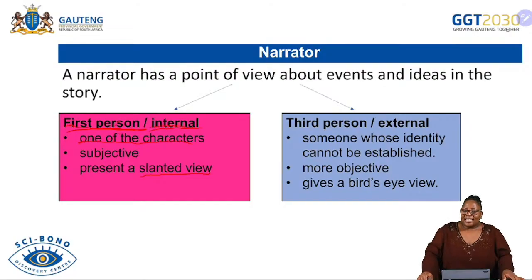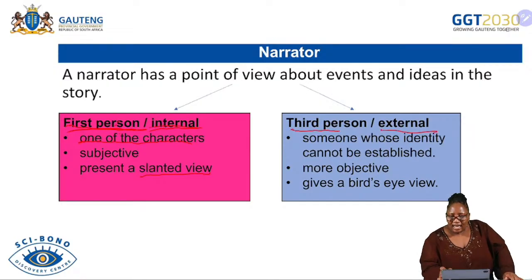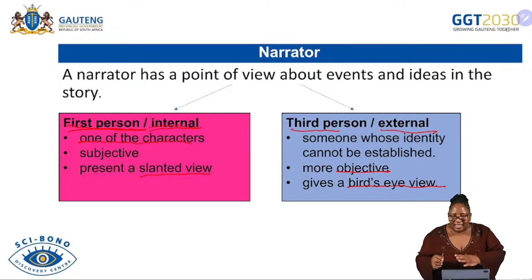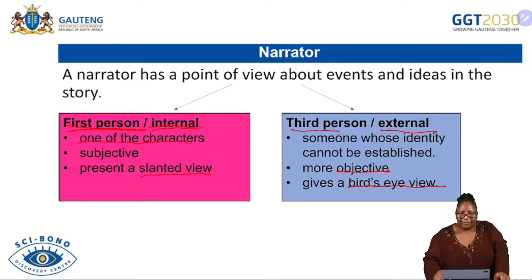Then we have the narrator called third person or the external narrator. It could be the author or someone whose identity cannot be established, who is more objective and who normally gives us what? A bird's eye view. So can you see the difference? The first person narrator is subjective. The third person narrator is more objective.